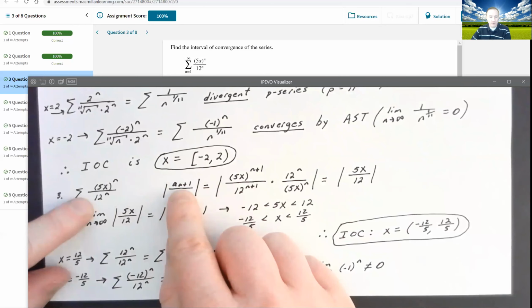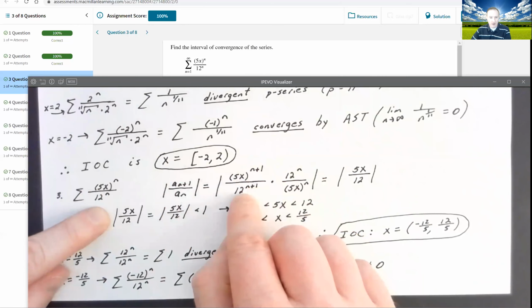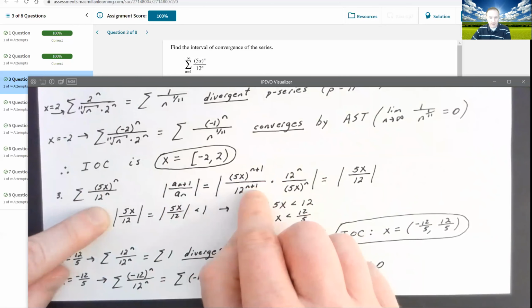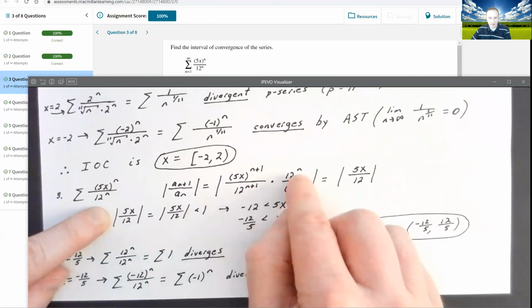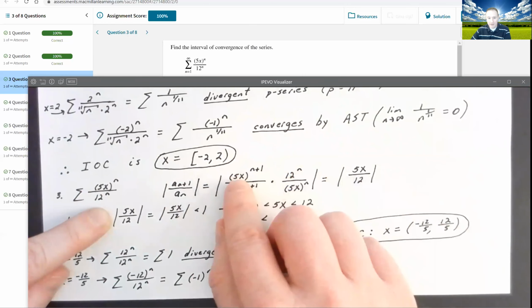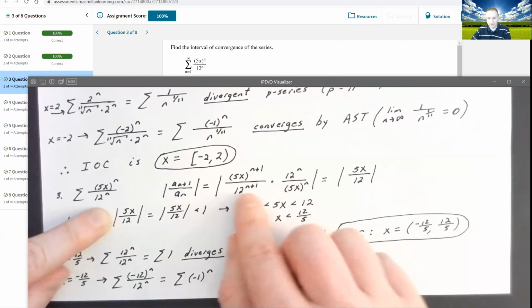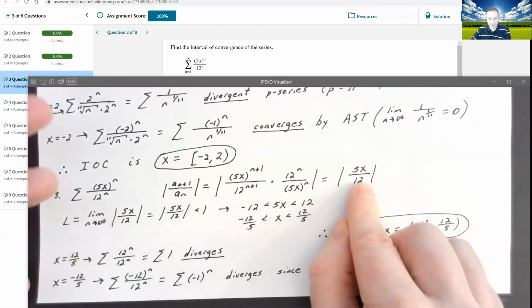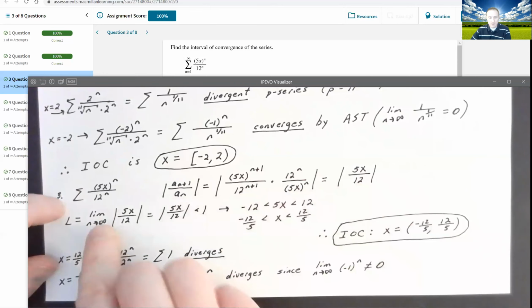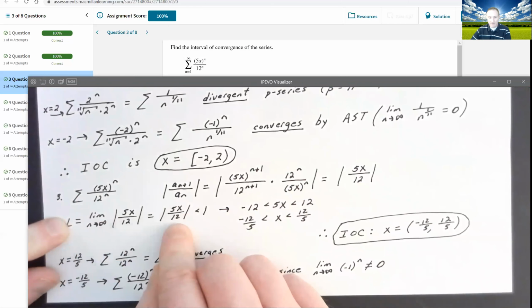A sub n plus 1, that's going to be 5x raised to the n plus 1 power, divided by the denominator, 12 to the n plus 1 power. Divide by a sub n, multiply by its reciprocal, 12 to the n over 5x to the n. I can clearly see here that that's going to simplify to be 1 factor of 5x in the numerator, and you have 12 to the first power in the denominator. Please keep in mind, all the n's canceled out. So when I take the limit as n approaches infinity, it doesn't do anything. You just say, well, you've got an absolute value of 5x over 12.